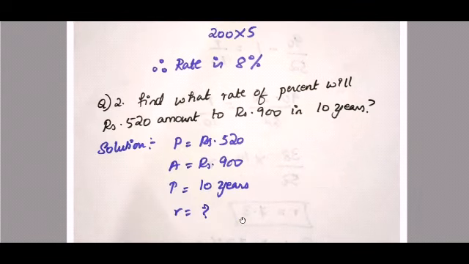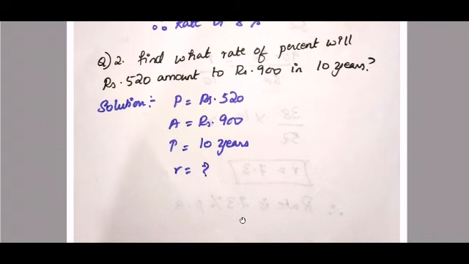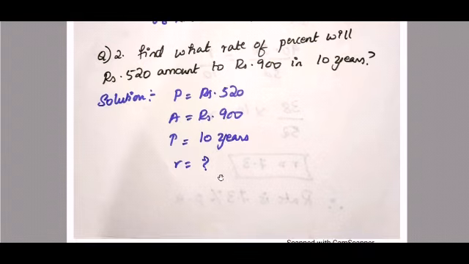Moving on to the next question. Find what rate percent will 520 amount to rupees 900 in 10 years. So the 520 is nothing but your principal amount. Amount to rupees 900 means the amount is 900, the repayable amount. The time given is 10 years. So now you're supposed to find out the rate of interest.